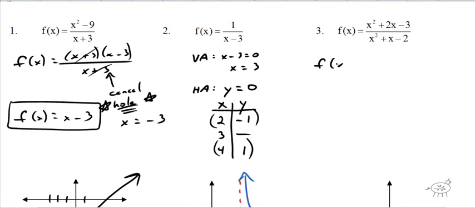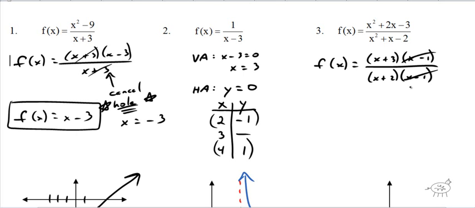So if I factor this out, it's going to factor to x plus 3 and x minus 1. And the bottom is going to factor to x plus 2 and x minus 1. Okay, so you can see these cancel, but don't just cancel them. When you do cancel them, write down a hole. And where's the hole? At x equals 1. Because basically what you're doing is you're setting x minus 1 equal to 0. Solve for x equals 1. That's a hole. So your new function, math fans, is this.